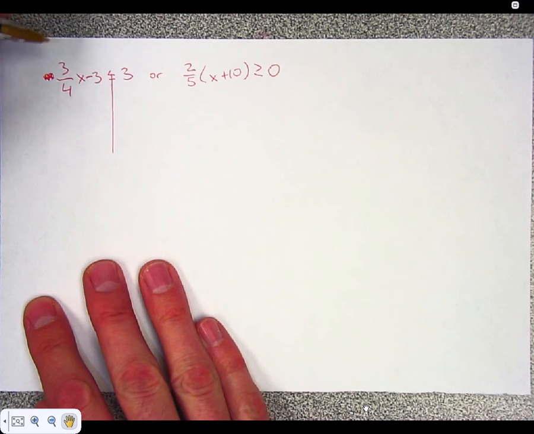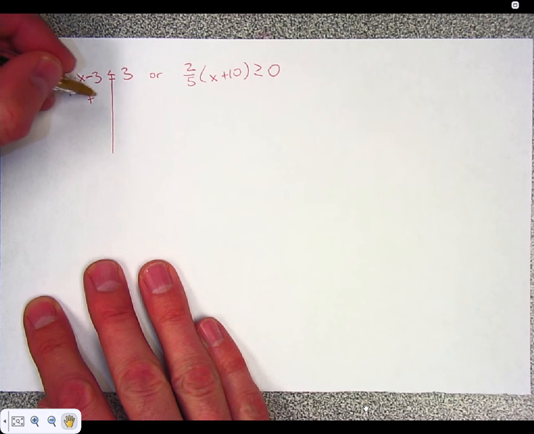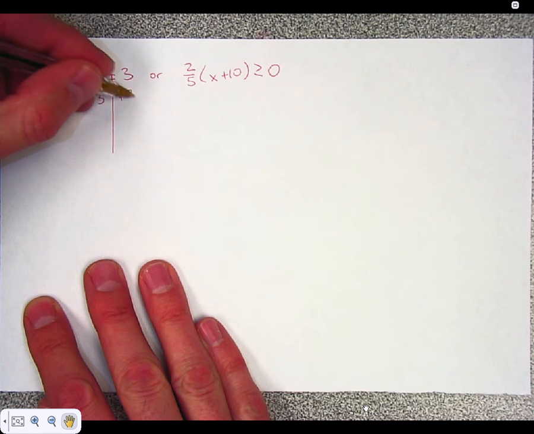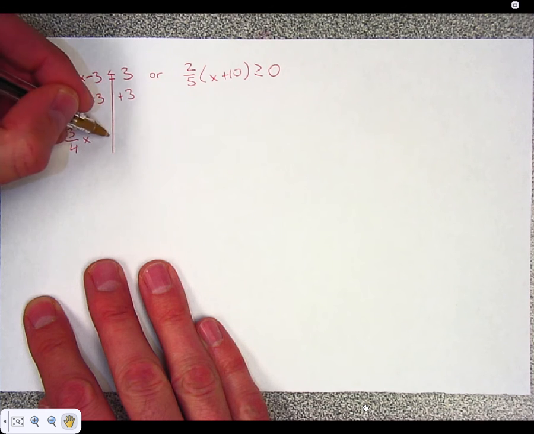So I'm going to do the inverse operation. We've got two operations. There's multiplication and subtraction. And I'm going to choose to deal with the subtraction first. The inverse operation, the opposite of subtracting, is adding. Do the same things to both sides of the inequality. -3 plus 3 is 0. I'm not going to write 0 because I'm lazy. And 3 plus 3 is 6.